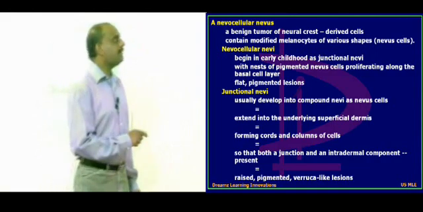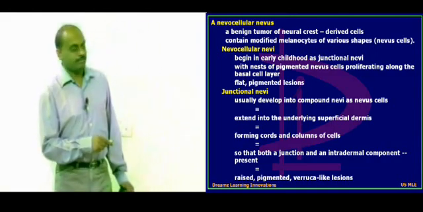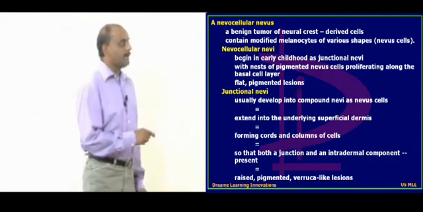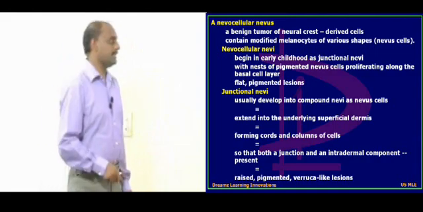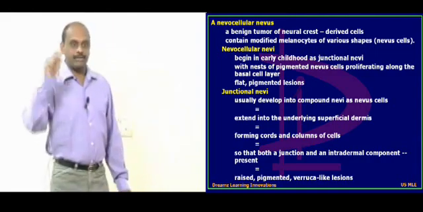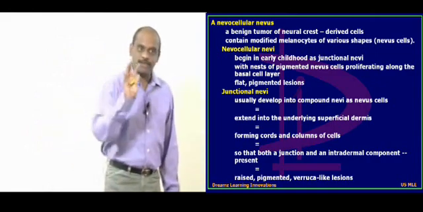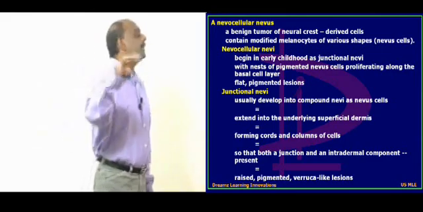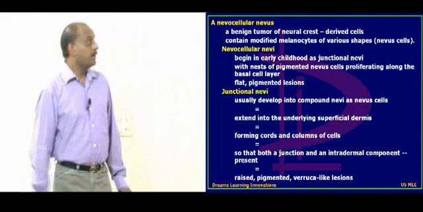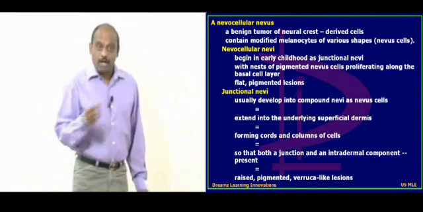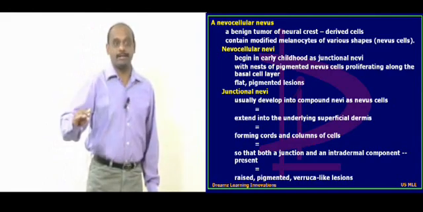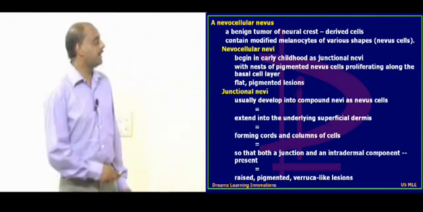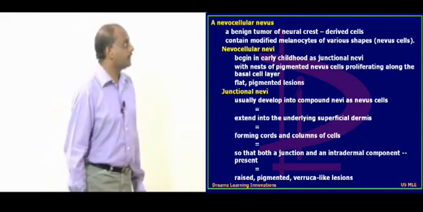Then later on, the junctional nevus develops into the compound nevus. Once it extends into the underlying superficial dermis, at that point of time it forms a lot of nests and columns of these nevus cells, so that it will have two components. One is the dermoepidermal junction, which is its home, and later on it extends into the intradermal component, so it has an intradermal and a junctional component. Two things will be there. Once this junctional nevus becomes a compound nevus, no more is it that flat lesion, doctor. It is now a raised lesion, a verrucous lesion, a highly pigmented lesion. That is the compound nevus, is what I want to underscore to all of you.